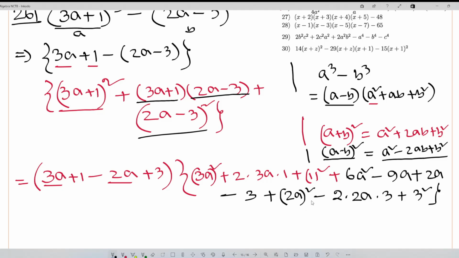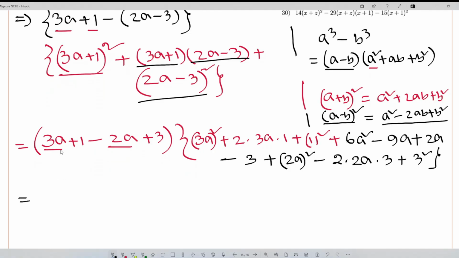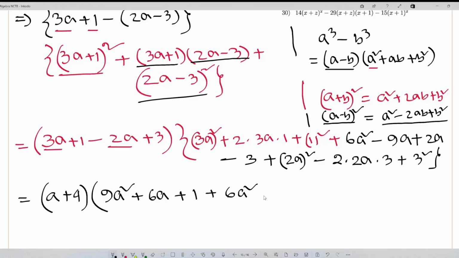Now look, this one is 3a minus 2a, it's a, and plus 1 plus 3 should be 4. Okay, now look, 3a square, it means 9a square, plus here is 2 times 3, it's 6a, plus 1, then plus 6a square, then here is minus 9a plus 2a minus 3, plus 4a square minus 2 times 2 is 4, 4 times 3 is 12, 12a plus 9.